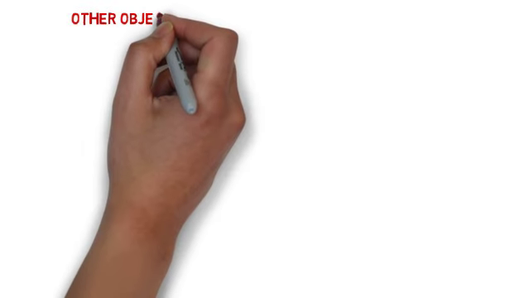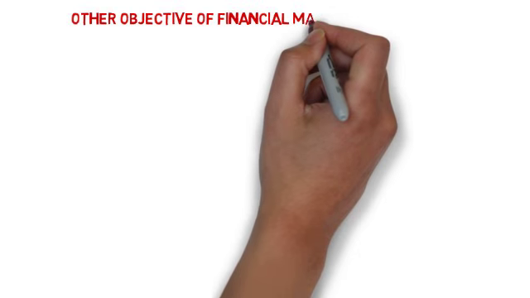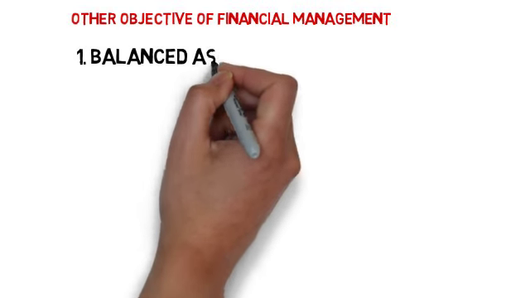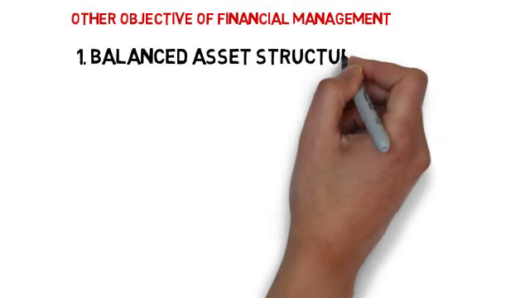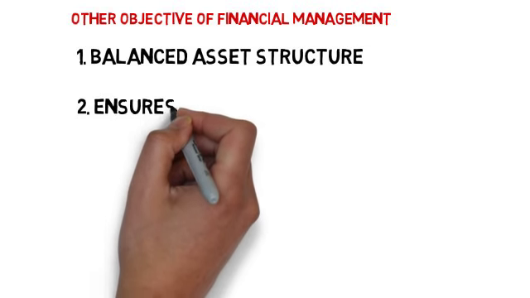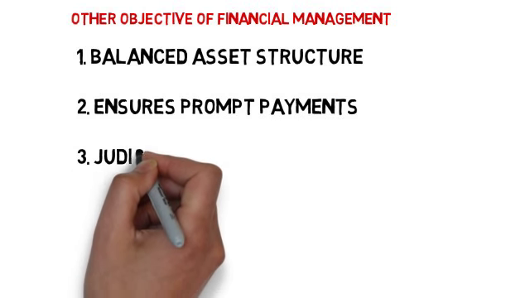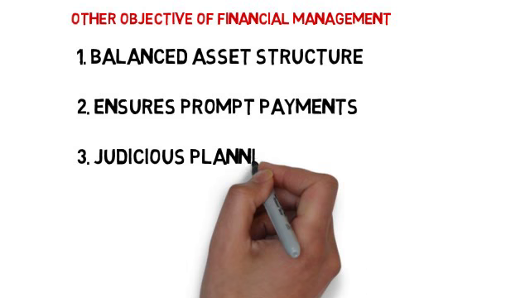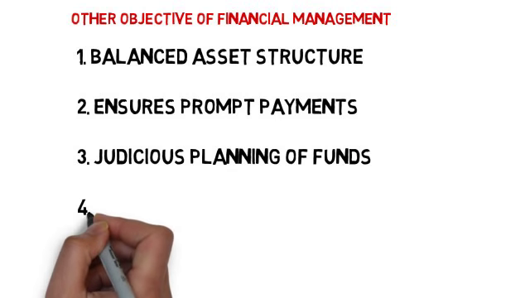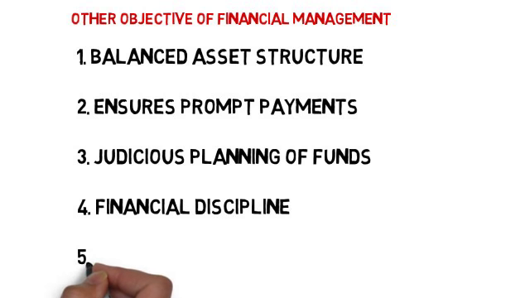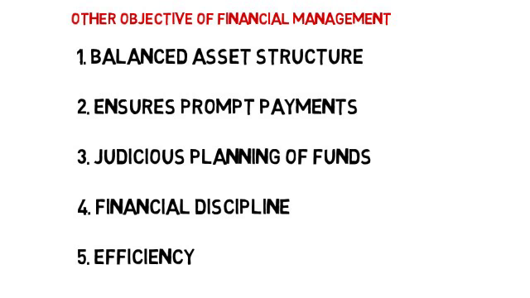The other objectives of financial management are balanced asset structure, balanced current assets and fixed assets, liquidity, that is prompt payment to suppliers, bankers, interest payment on debentures, and prompt payment of salaries to employees, judicious planning of funds, financial discipline, and efficiency. The topics that we have seen in this lesson summarize the introduction to financial management.